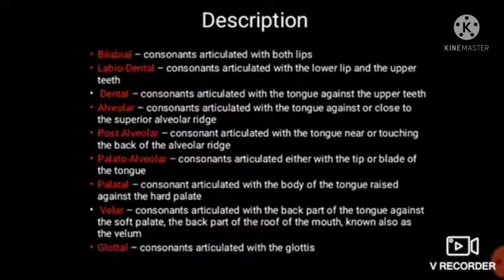Then alveolar. Consonants articulated with the tongue against or close to the superior alveolar ridge. For example, t for tea, d for dog, n for name, not, l for late, look, s for soon, z for zoo.